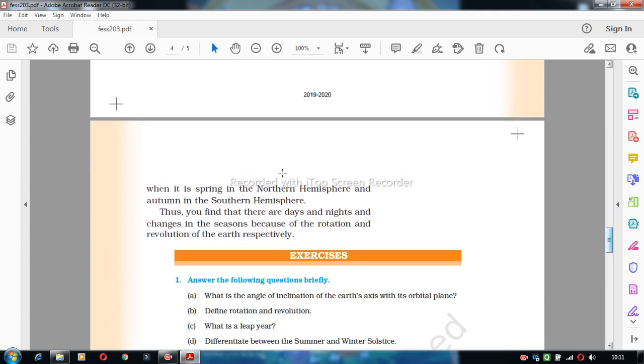And that is the last part here. This chapter is very easy and short. When it is spring in the northern hemisphere, it is autumn in the southern hemisphere. Thus, the days and nights and the changes of the seasons happen because of the rotation and revolution of the earth. So, cadets, here we are ending this particular chapter.